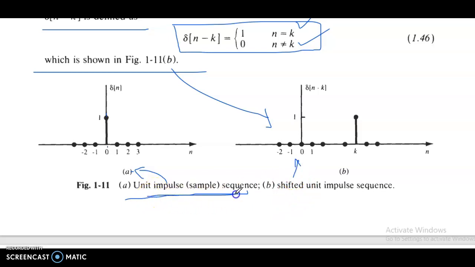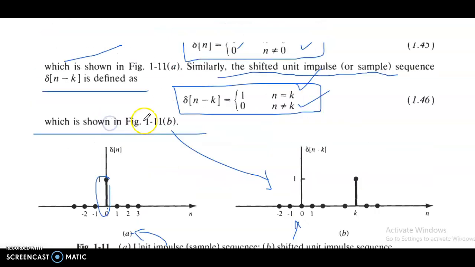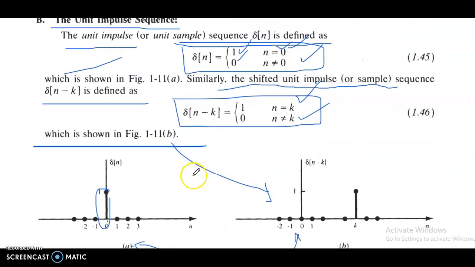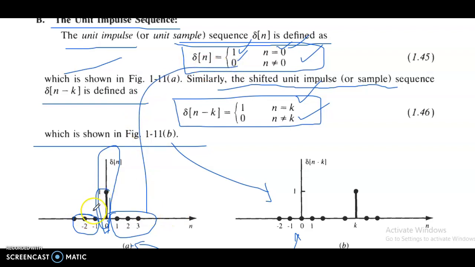Here, for the unit impulse sample sequence, the condition is n equal to 0. At that time, δ[n] is 1. When n is not equal to 0, that is, other than 0, all δ[n] equal to 0.